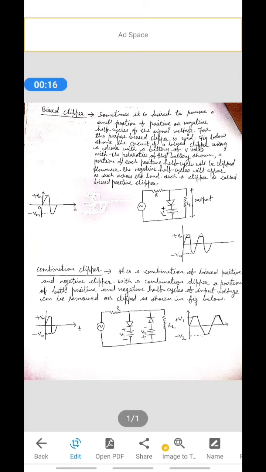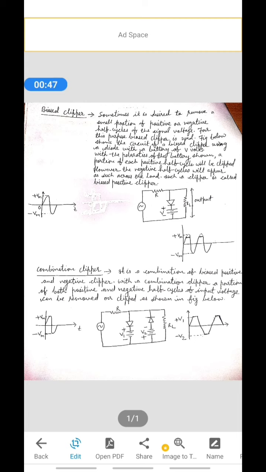Now, biased clipper. Sometimes it is desired to remove a small portion of positive or negative half cycles of the signal voltage. For this purpose, biased clipper is used.